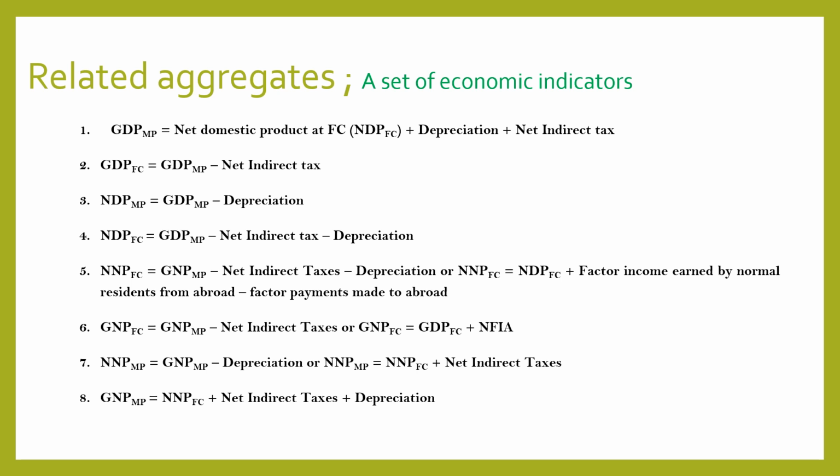And another important question from this chapter is how GDP is connected to the welfare. And at the end of this study, you will come to know that GDP has got nothing to do with welfare of a country. The next and most important numerical based question from national income accounting is related aggregates. What are related aggregates? They are a set of economic indicators. And altogether, we have 8 related aggregates from national income accounting. So please make sure that you study these 8 related aggregates from national income accounting.